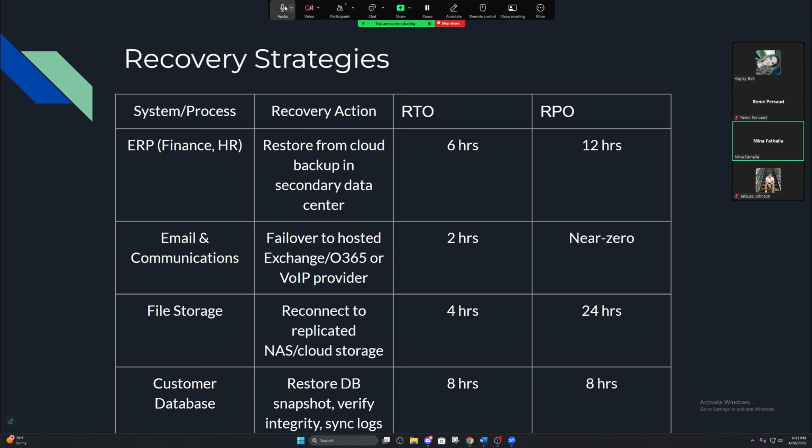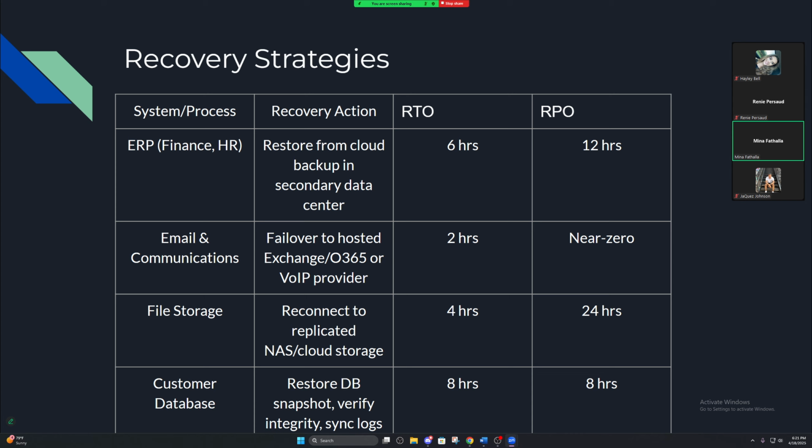So this is the recovery strategies for each system and process that we have available. The main one to start off with is finance and HR, or the ERP process and system. Normally this is restored from the cloud backup in a secondary data server, just in case anything happens to the primary. Normally the RTO is roughly 6 hours. For RPO, it's almost 12.